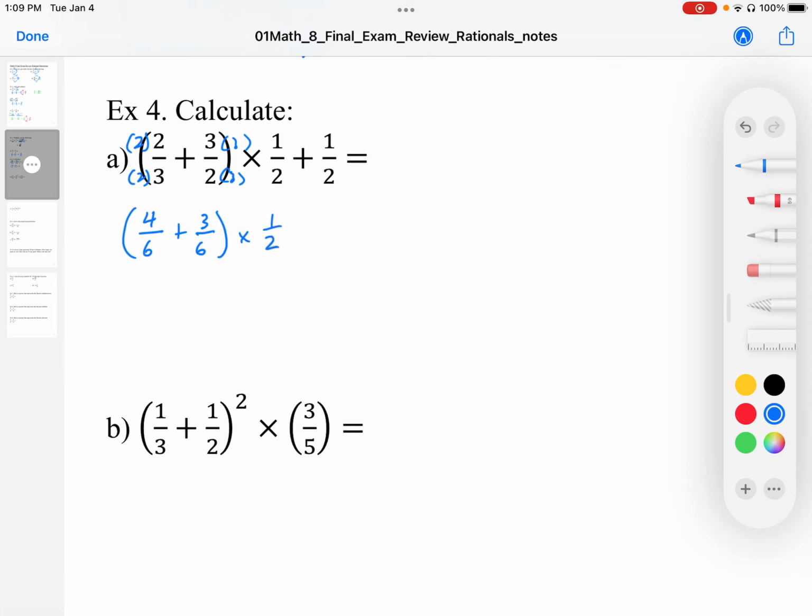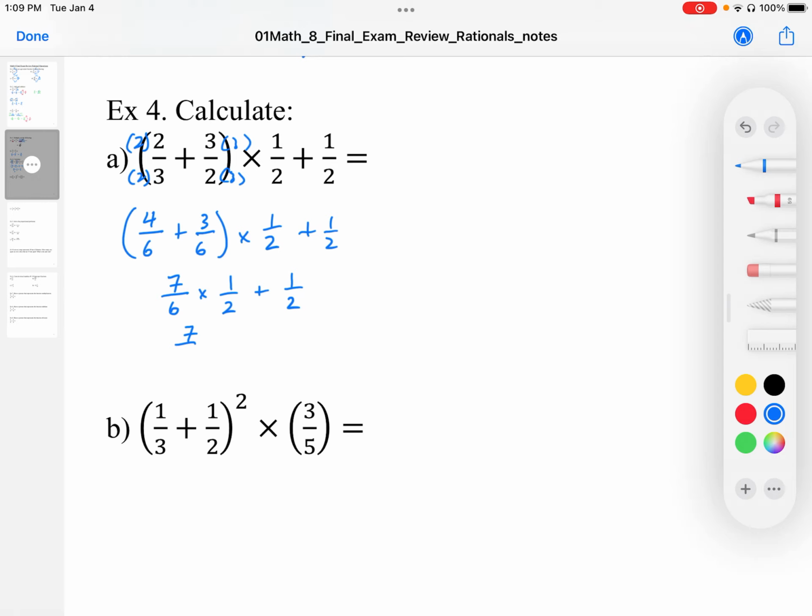Times by 1/2 plus 1/2. So I'm going to do the brackets first. So 7 over 6 times 1 over 2 plus 1 over 2. So I'm going to do the multiplication first. Times on top, divide on bottom.